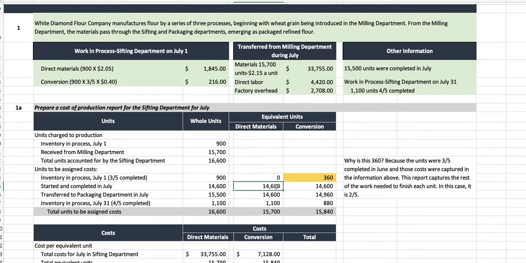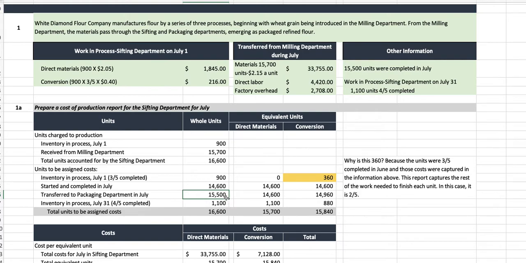Again, we assign all material costs at the beginning of the process. So we have 14,600 units that we are going to use in the calculation for direct material costs. The same thing goes for conversion. We have 14,600 started and completed in July. But now we want to look at what was transferred to the packaging department.